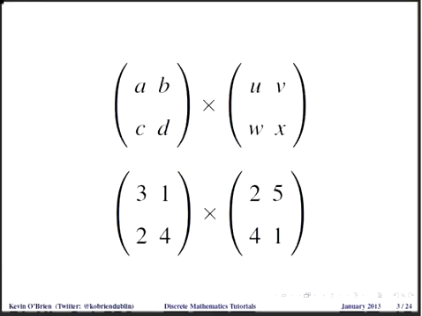So I'm going to move on now. Here I have some example values. So I'm going to use this as a sort of little example. A matrix 3, 1, 2, and 4 multiplied by a matrix with 2, 5, 4, and 1. Okay. So A directly corresponds to 3. B directly corresponds to 1, and so on. So C corresponds to 2, and D corresponds to 4. Same goes for the other matrix. U corresponds to 2, V corresponds to 5, and W and X correspond to 4 and 1 respectively.